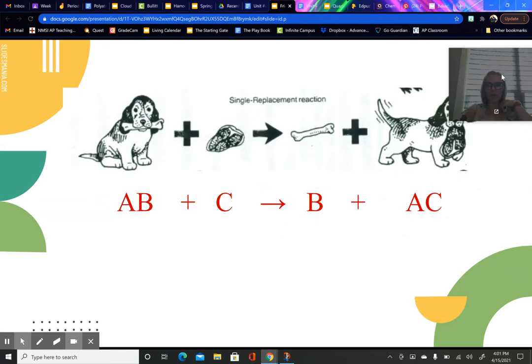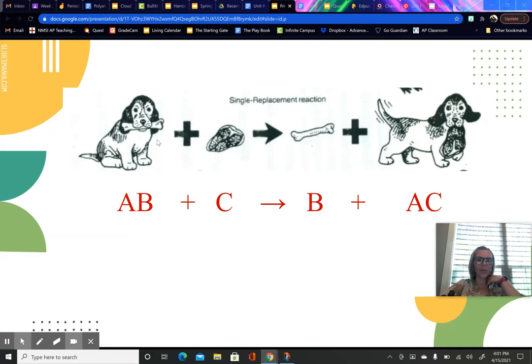So in cartoon land, we started with AB, which is the dog with the bone, and then we have a steak. Well, steak is more attractive to the dog, so that poor bone gets kicked out, and the dog has a new dance partner and leaves the bone standing at the table all by itself while it dances with the steak. So since C took the place of B, B came first, which is fine, and then it becomes AC in the compound.